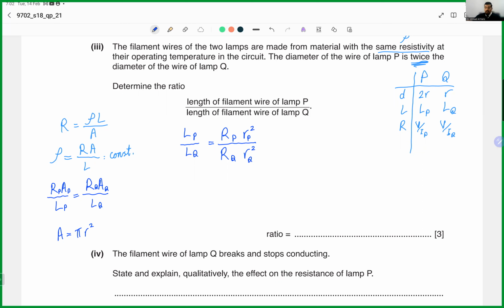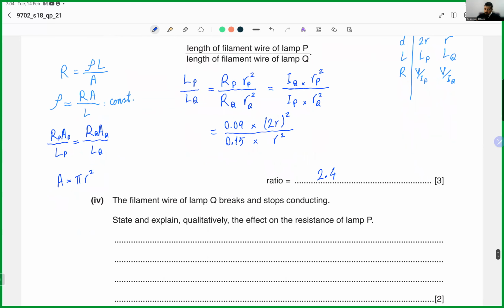Now also we know that current is inversely proportional to the resistance. So it will be current of Q instead of RP, RQ here in the bottom, and here current of P, RP squared, RQ squared. These are the values that I have. Now, I'll substitute the current of Q, which is 0.09, multiplied by the radius of P, which is twice the radius of Q, squared, divided by the current that passes through the filament lamp P, which is 0.15, multiplied by R squared. R squared cancels out, 2 squared is 4. And by using the calculator, the ratio would be 2.4. That's the ratio. So this is the answer in this part of the question.